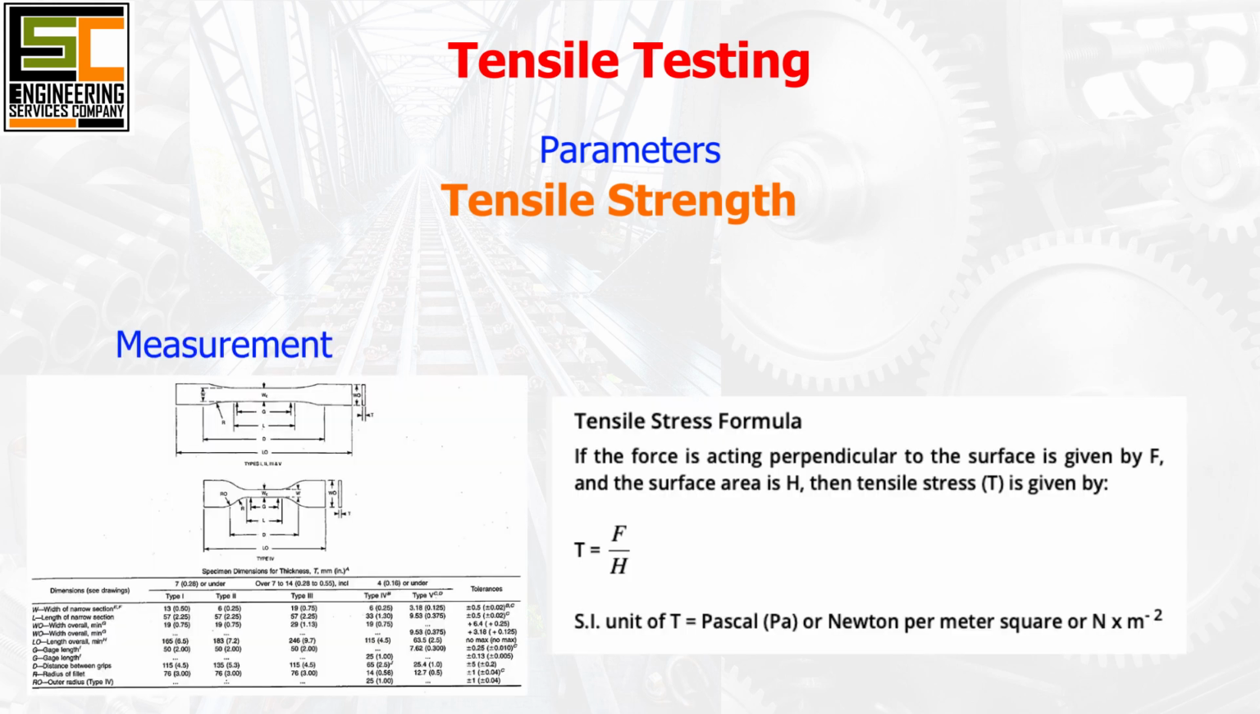Measurement. Tensile strength is determined through tensile testing, where a standardized test specimen is subjected to a steadily increasing tensile force until fracture occurs. During the tensile test, the applied force, load, is continuously measured, and the corresponding stress, force per unit area, is calculated based on the original cross-sectional area of the specimen. The tensile stress continues to increase until the material reaches its maximum load-bearing capacity, at which point fracture initiates and the specimen breaks. The tensile strength is then calculated as the maximum load applied to the specimen divided by its original cross-sectional area.